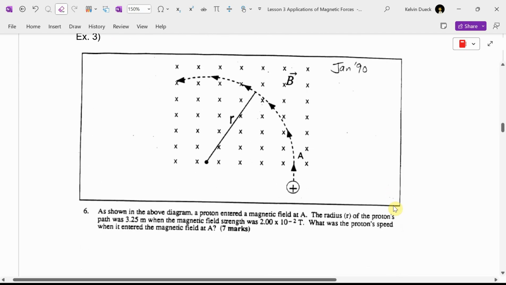So example 3, as shown in the above diagram, this is from the January 1990 provincial exam. Oh, I graduated in 87, so I almost wrote this one. A proton entered a magnetic field at location A. The radius of the path was 3.25 meters. When the magnetic field strength was that, what was the proton's speed when it entered the magnetic field at location A? Sean, what's this asking me to find?